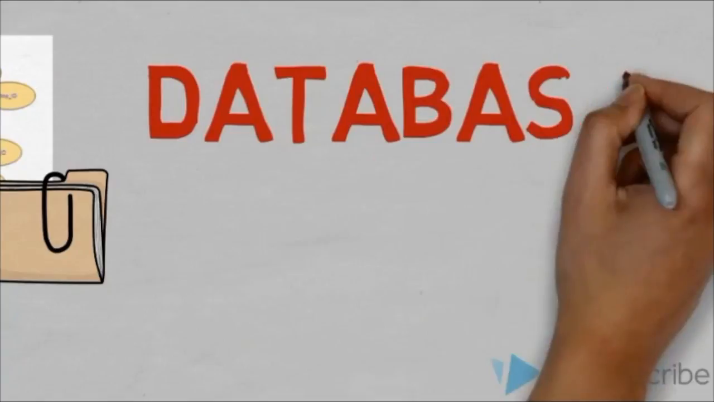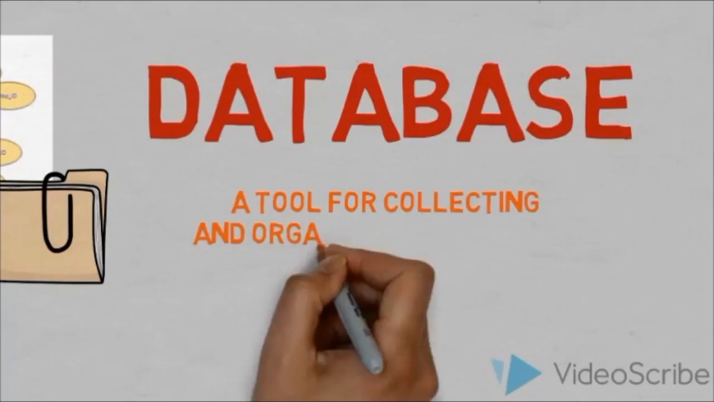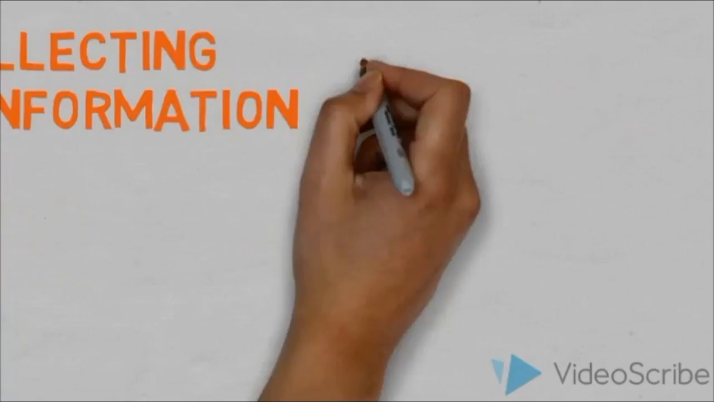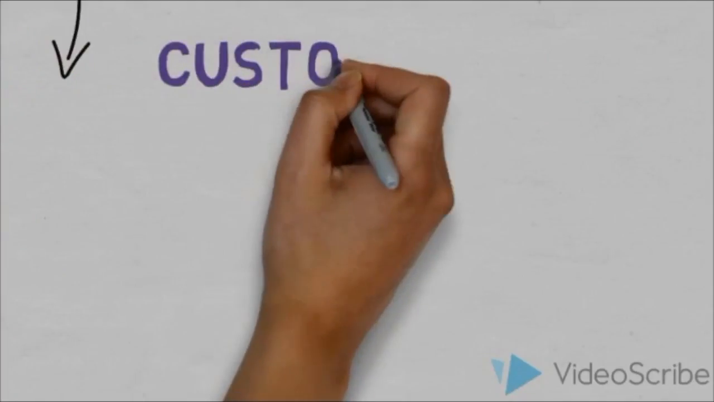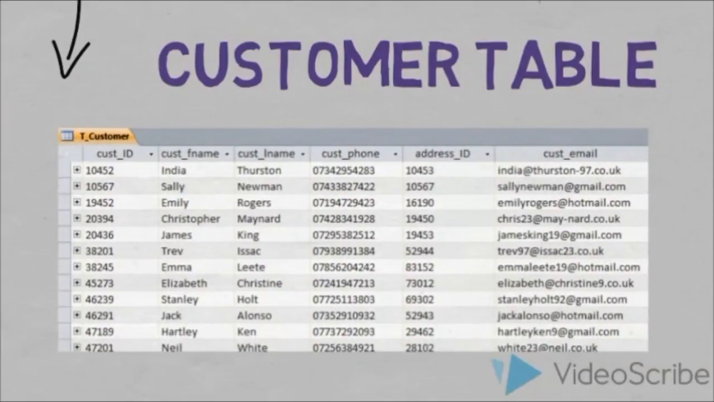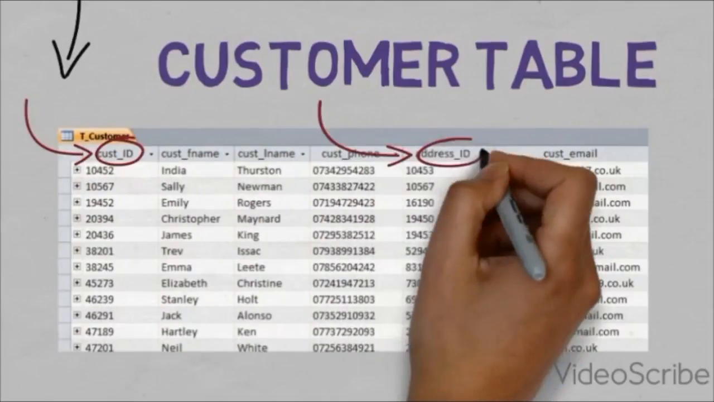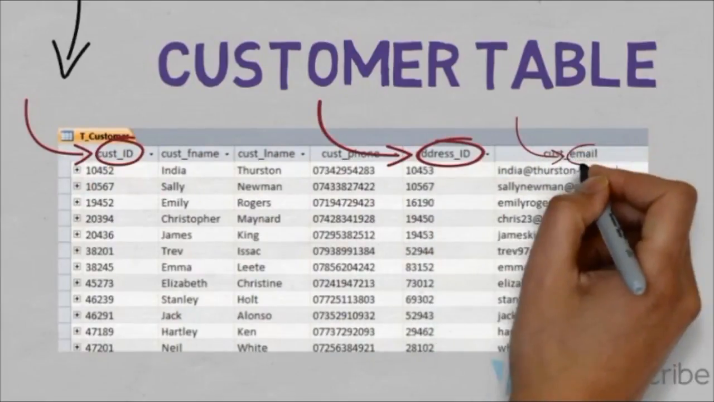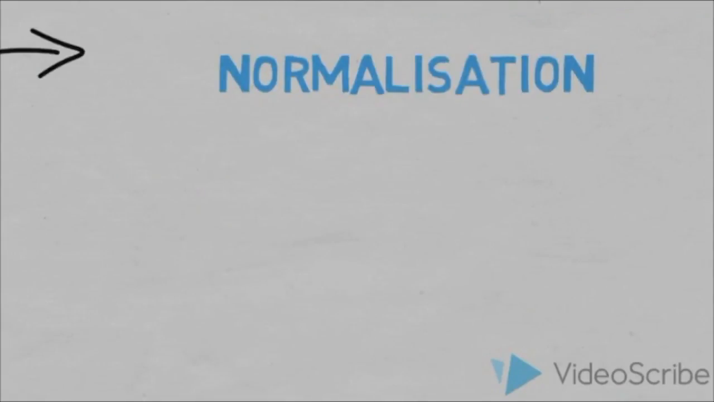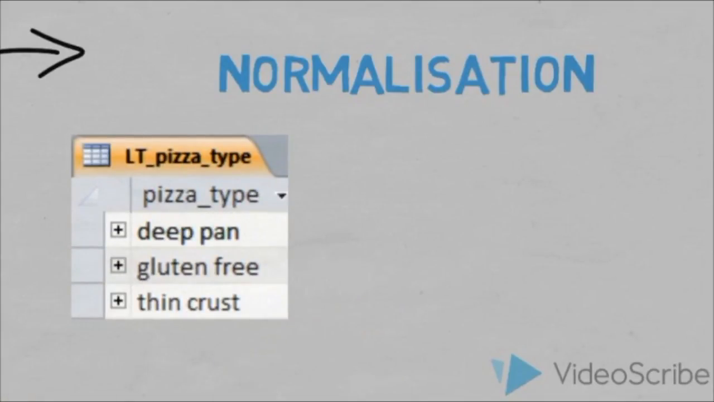Along with the entity relationship diagram, a database, which is a tool for collecting and organizing information, has been created. Here is an example of one of the tables describing the customer entity. We can see the primary key, the foreign key, and attributes, which describe and provide information about each customer. We have also encompassed the concept of normalization, which makes it easier to update information. An example is seen on the screen.